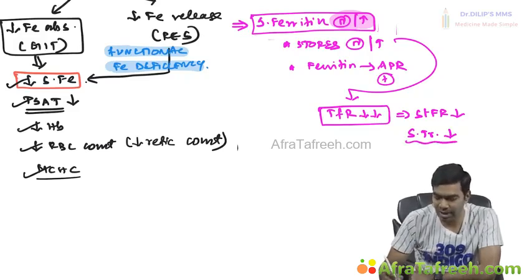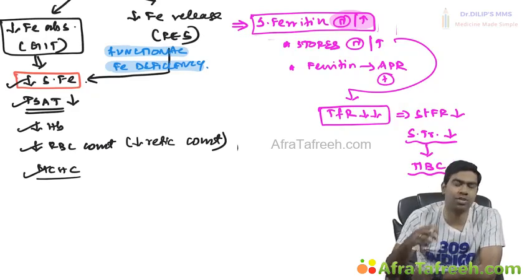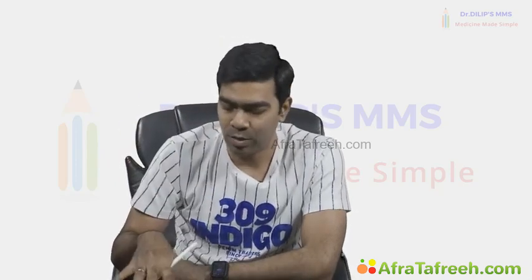Since the serum transferrin level is decreased, your total iron binding capacity also will be decreased, because you know very well your total iron binding capacity depends on the transferrin. Your total iron binding capacity is equal to the total serum transferrin levels. We have already discussed this enough. So these are the things that are going to be of paramount importance.